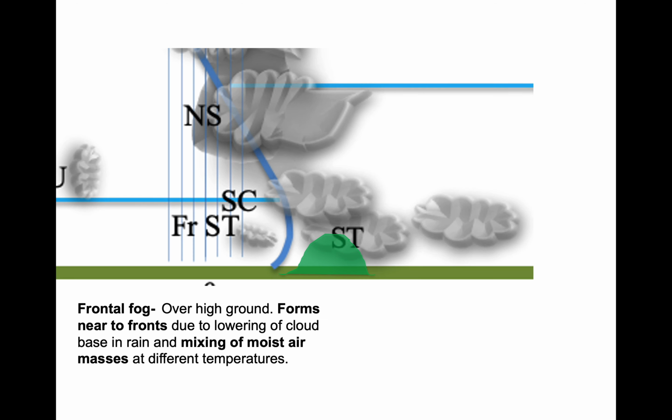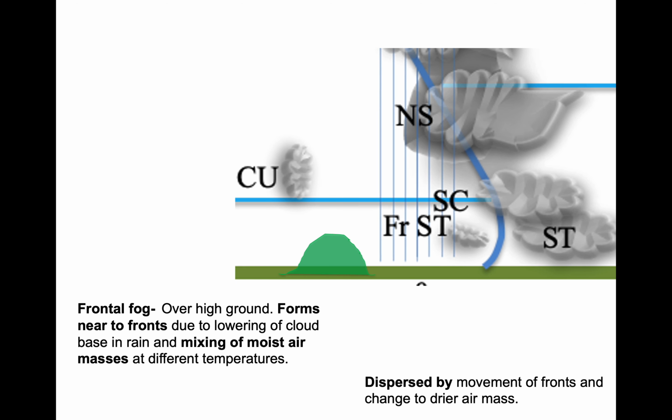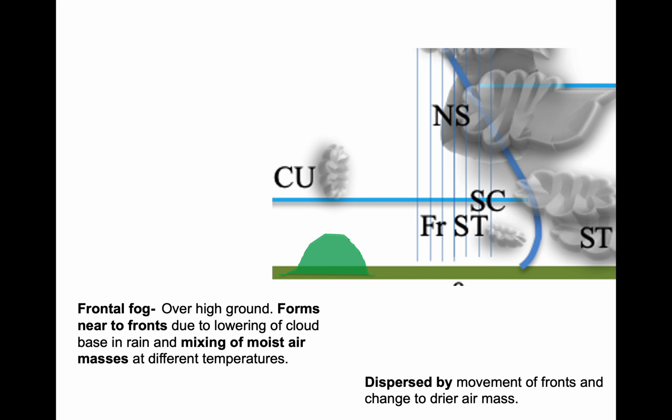Frontal fog. Frontal fog is going to occur predominantly over high ground, and it's going to form near to the front due to the lowering of the cloud base in the rain and the mixing of moist air masses at different temperatures. When you look at fronts, we know this is where our band of weather is, and that's where we're going to get that frontal fog. It's effectively dispersed by the movement of that front, which changes it to a drier air mass as it occurs.